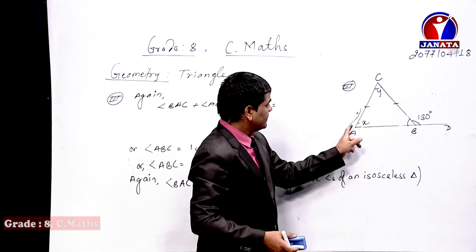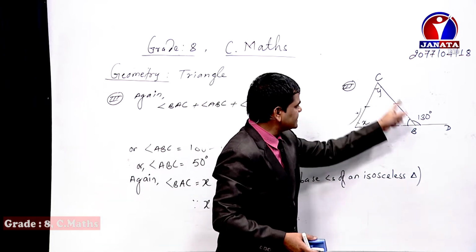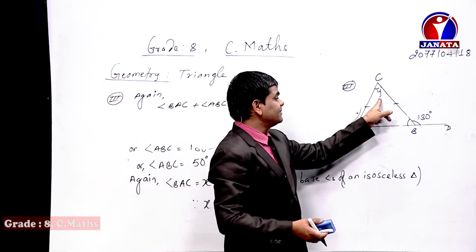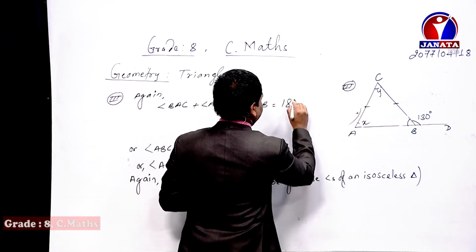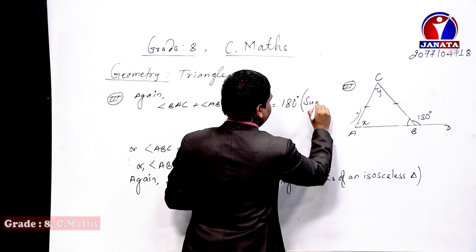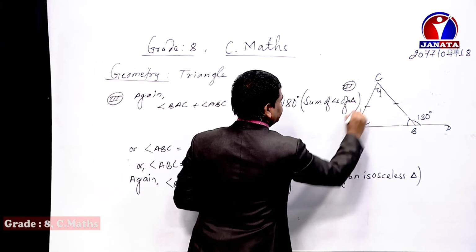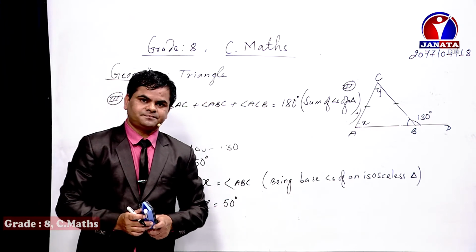And similarly, alphabetically, rather than writing BCA, we can write ACB. A comes first in the alphabetical order. So ACB means y, okay, equals 180 degrees, the sum of angles of a triangle, isn't it? The reason will be sum of angles of a triangle.